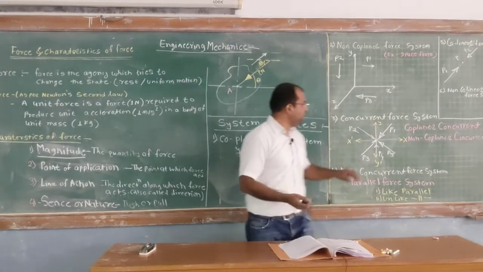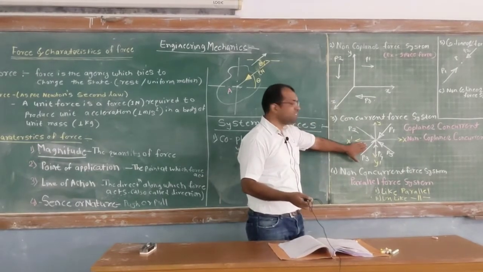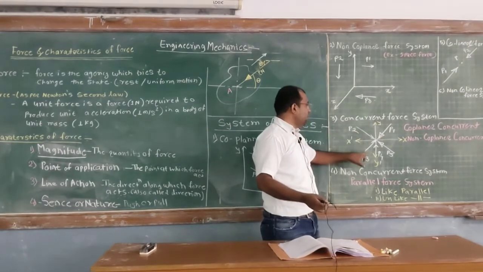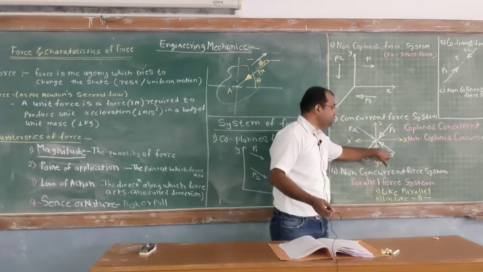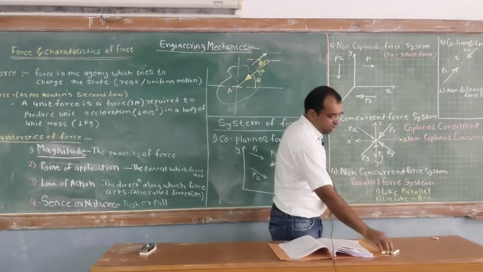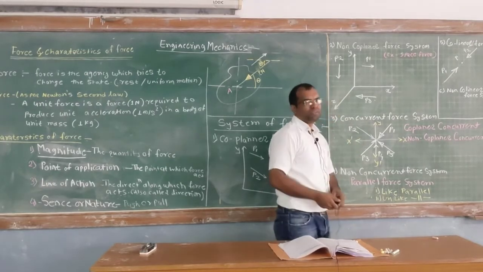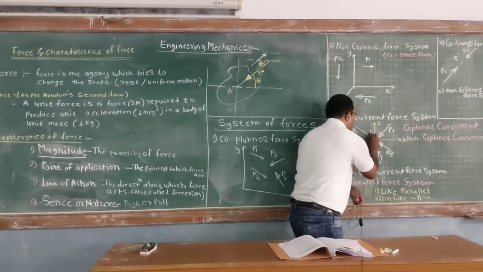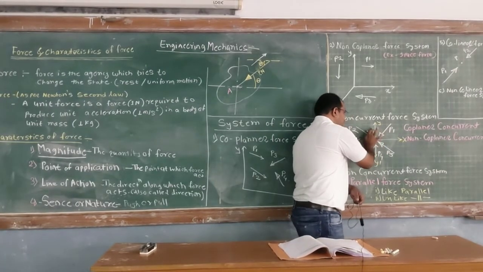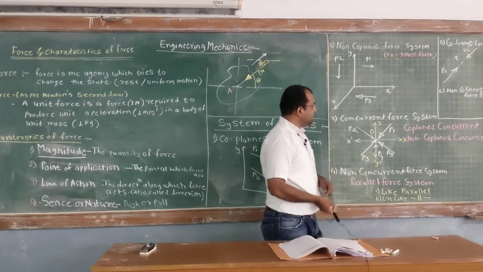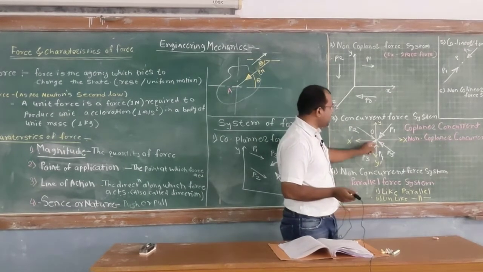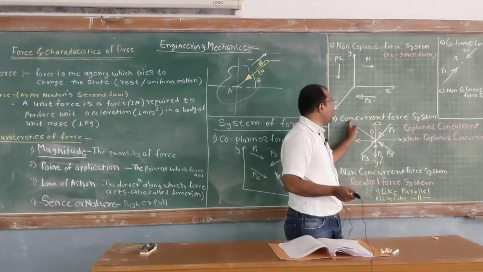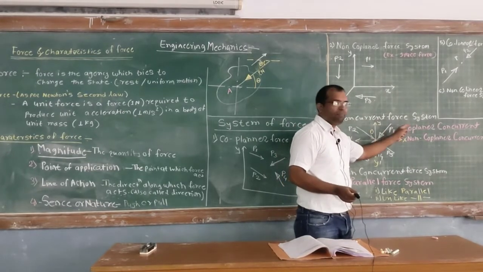Then the concurrent force system. If you observe this figure, there are five forces shown, P1, P2, P3, P4 and P5. This is known as a system of forces. All these forces come towards this point, let's say this point O. Therefore, these are forces which are meeting at a single point O, and it is known as a concurrent force system.